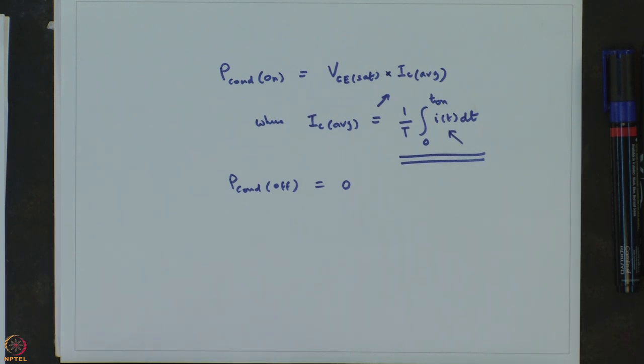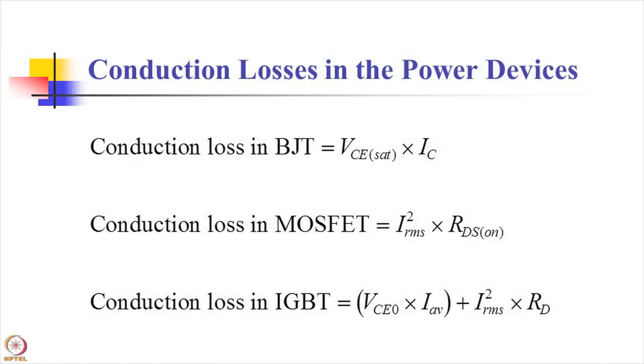Now the expressions for the conduction losses for the BJT, the IGBTs and the MOSFETs, the 3 major devices that we will be dealing with, are shown on your screen. The various terms which are used in these expressions would become more clear in the upcoming lectures.